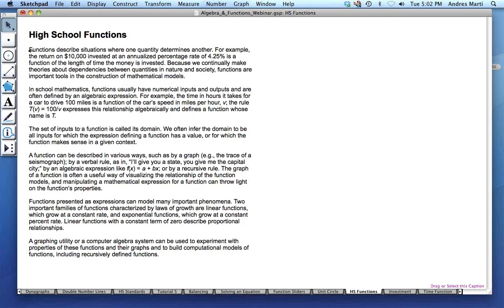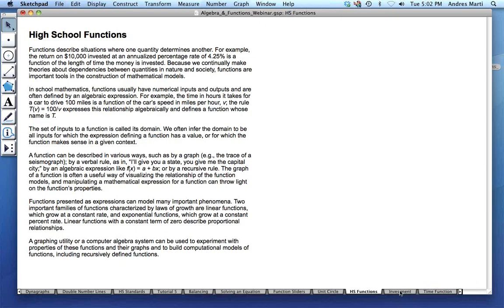And I had some fun, like at the beginning of this functions. They give a couple of examples. This one of 10,000 invested at 4.25%. And then remember I told you about the toy car that it's going to get inverted later. Usually you're always looking at distance as the output of rate times time, but here they're talking about a time function. How long does it take to drive 100 miles depends on the car's speed. The time is a function of the speed.